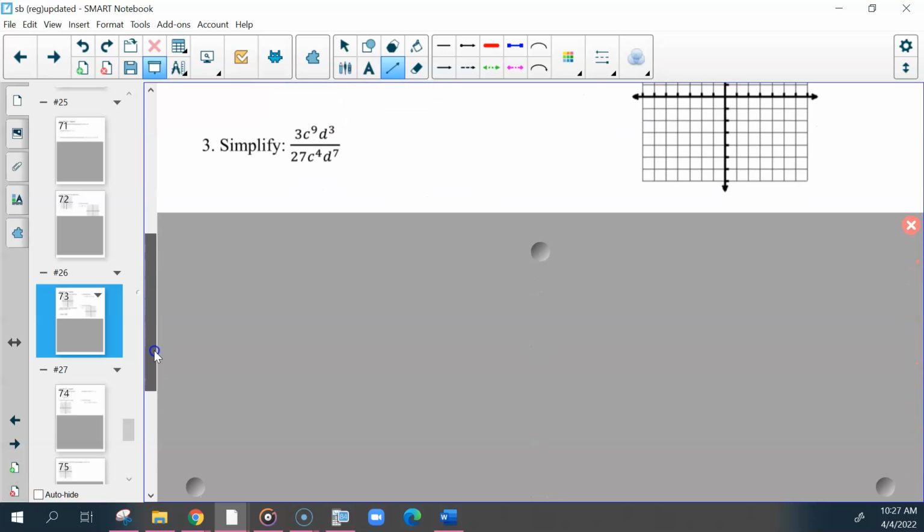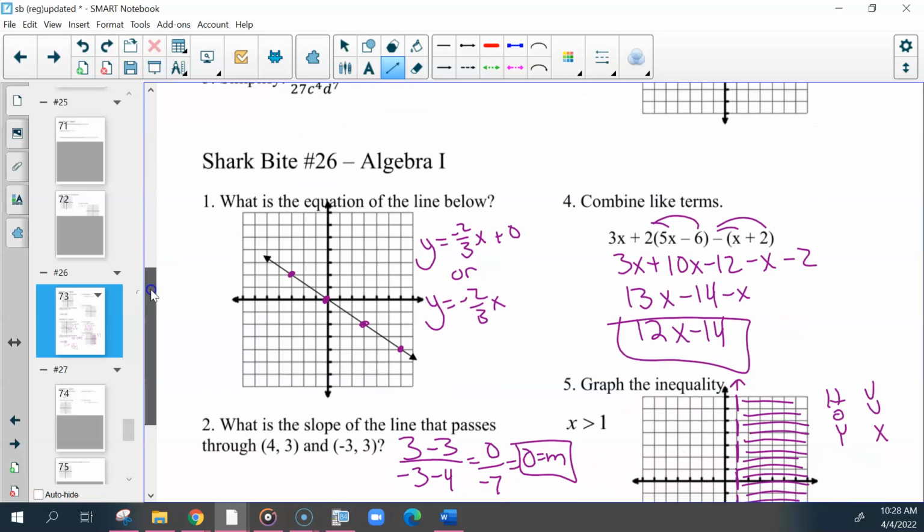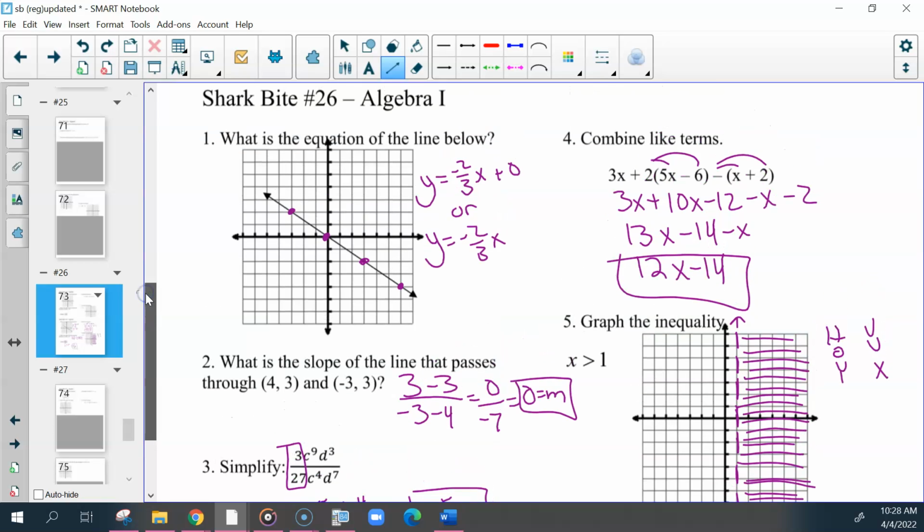So going over the answers to the chart guide. Number 1, it's asking about the equation of this graph.